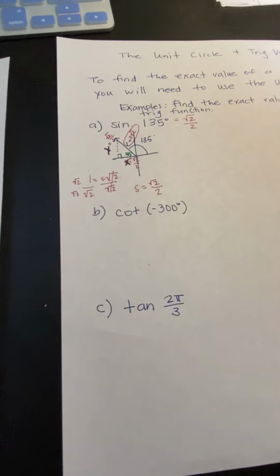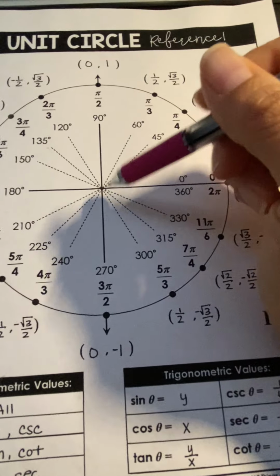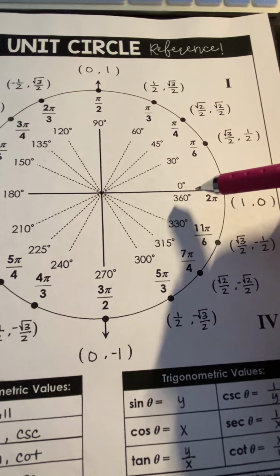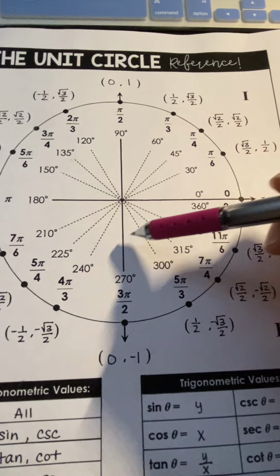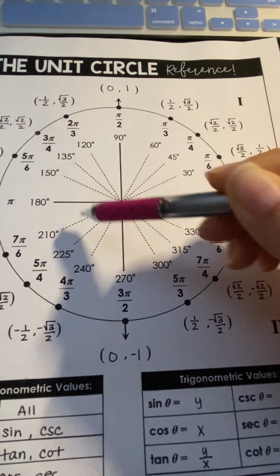Let's do another one. The cotangent of negative 300 degrees. Ooh, negative, right? So I'm going to go ahead and look at my unit circle. Here I have that's 0. I know if I was going positive, it would go in this direction, right? It would go counterclockwise. But if I'm going negative, it's going to go clockwise.